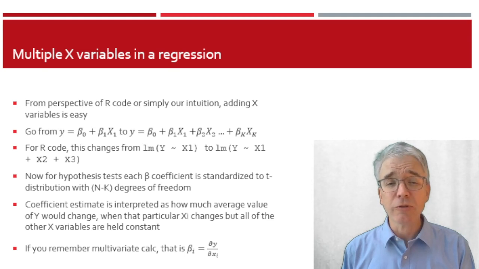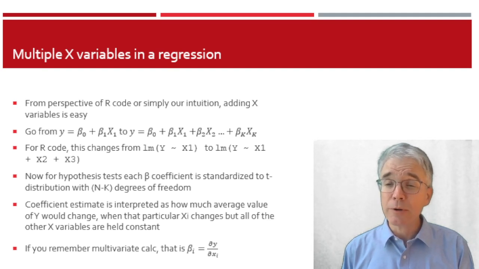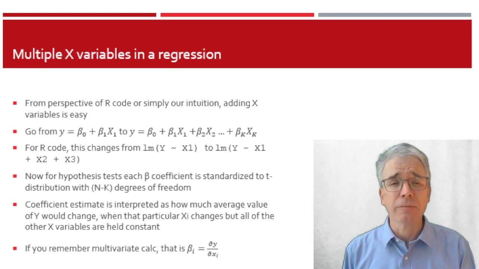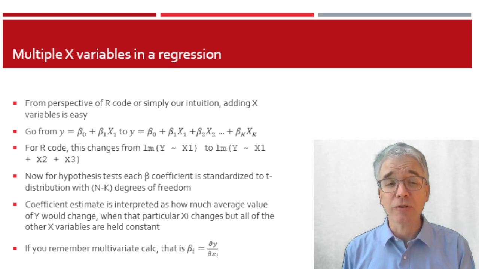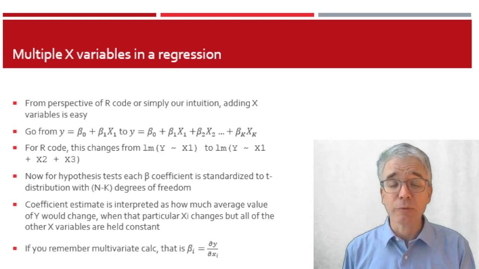In multivariate regressions, we still interpret the coefficients as the slope. But it's how much the average value of y would change when that one particular x variable changes, but all the others are held constant. If you remember your multivariate calculus, that's just saying the coefficient estimates the partial derivative. The beta estimate is partial y partial x.